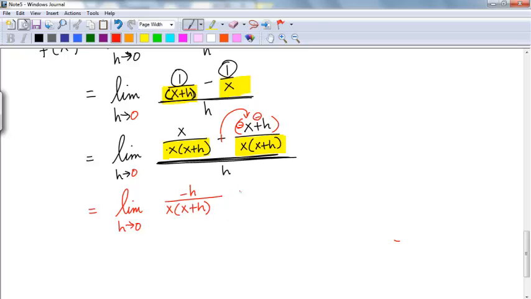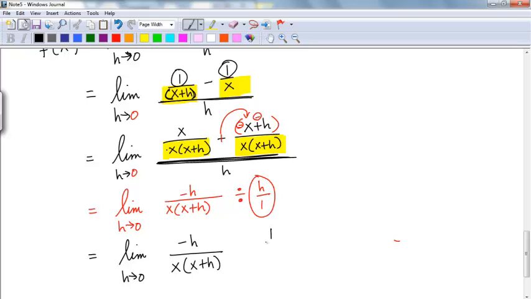Now I'm going to rewrite this a little bit differently. I'm going to divide by h. That's the same thing as h over 1. When you divide fractions, you invert the second one. So we still have that limit symbol. This fraction stays the same. And I'm going to invert this one, and I'm going to go to multiplication.